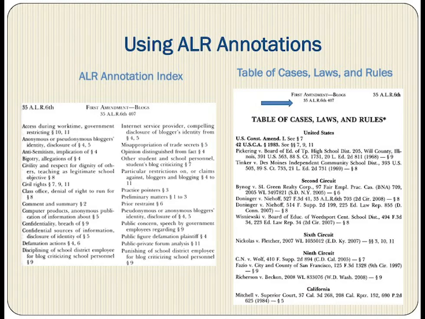When you look up the annotation in volume 35 of the 6th series on page 407, you will find an index to the various topics covered by the annotation and a table of jurisdictions that have addressed the topic. This table of jurisdictions is called Table of Cases, Laws, and Rules. Scan the index for sections relevant to your question and look through the table of cases to determine binding or persuasive precedents.